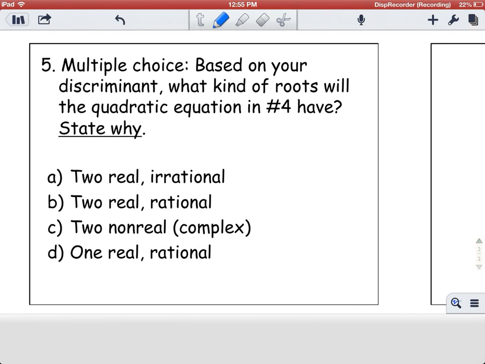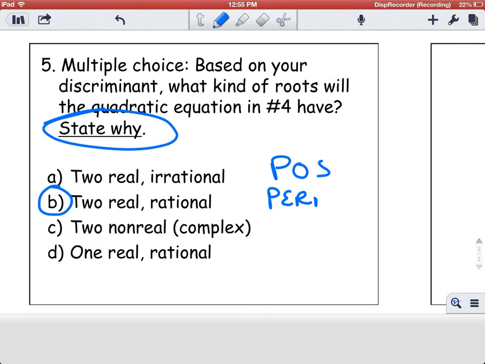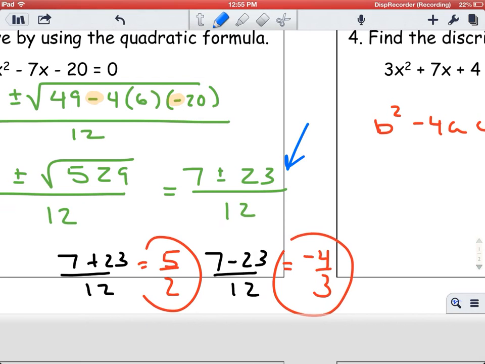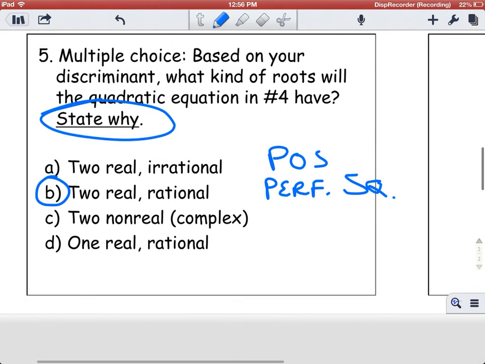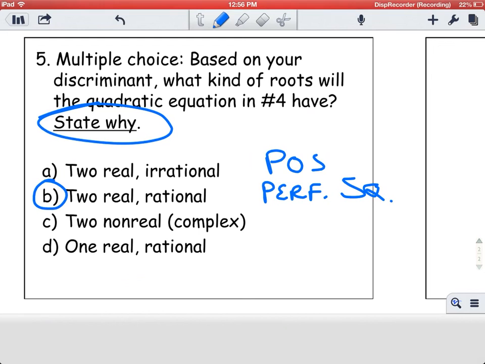Using that discriminant, what kind of answers did we have and why? So we're going to get two rational, real answers. And the reasoning behind that is the discriminant is positive and it's a perfect square. When I take the square root of 1, I'm going to get a situation like I did here, where I was actually able to take the square root of the number and get two rational answers.